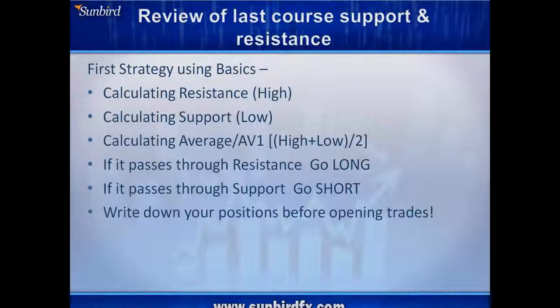Okay, so again, review of our last strategy, we use support and resistance. Okay, so exactly what do we need for our first strategy using the basics, calculating resistance, which is our highest rate of the day, calculating support, which is our lowest rate of the day, calculating the average, which is average 1, high plus low divided by 2. If it passes through resistance, go long. If it passes through support, go short.